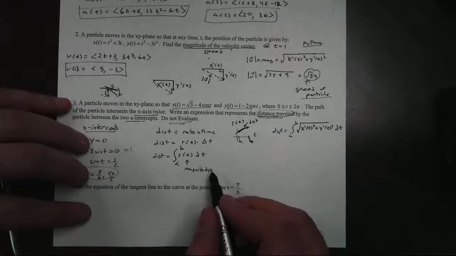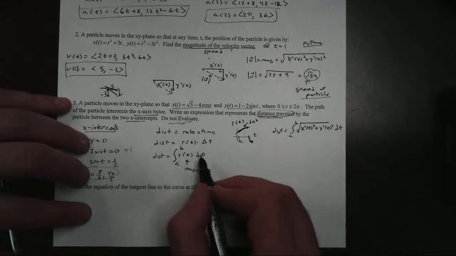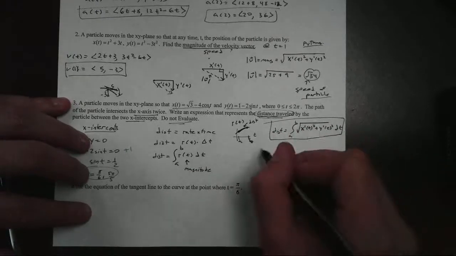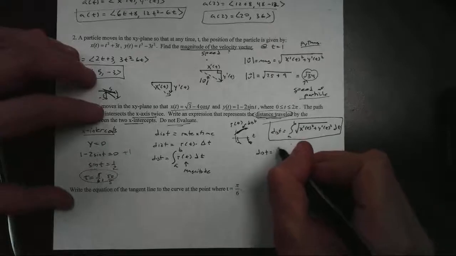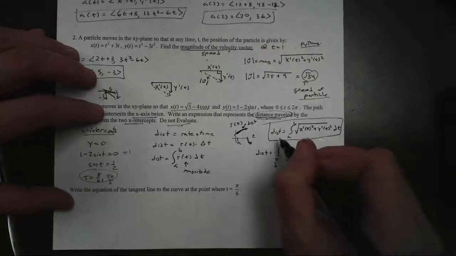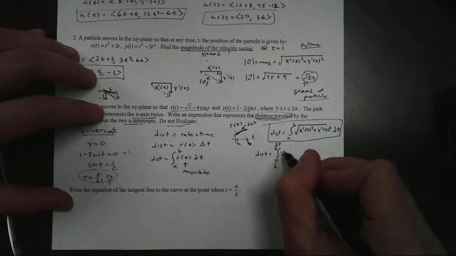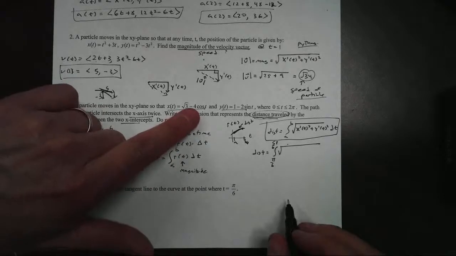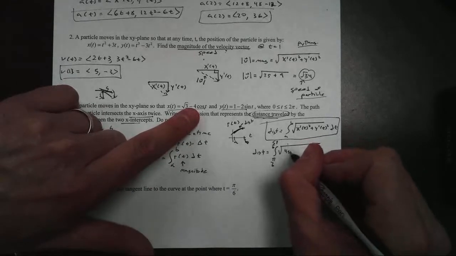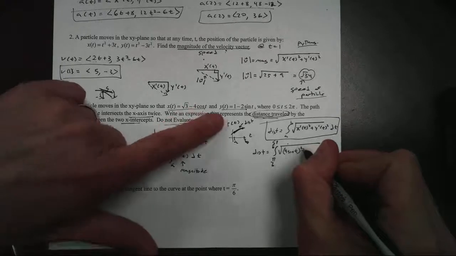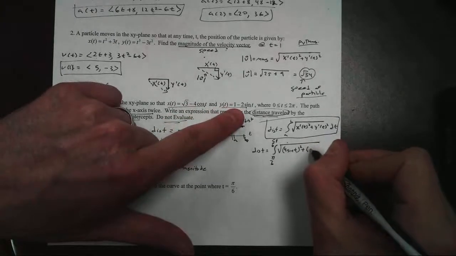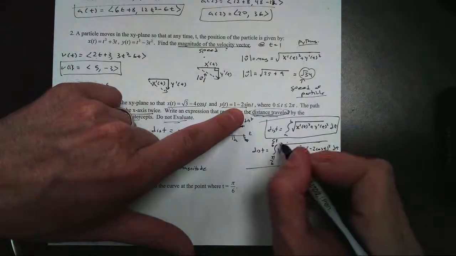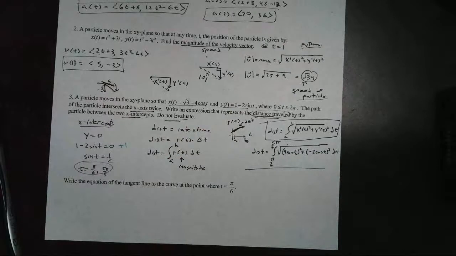If you go to part 2, I'll explain in a little more detail how I go from here to here. But you definitely want to know this formula. So the distance traveled goes from pi over 6 to 5 pi over 6 of the square root of our derivatives squared. The derivative of our first one becomes 4 sine of t, squared, plus the derivative of 1 minus 2 sine of t, which is negative 2 cosine of t, squared, dt. And there's your answer right there.